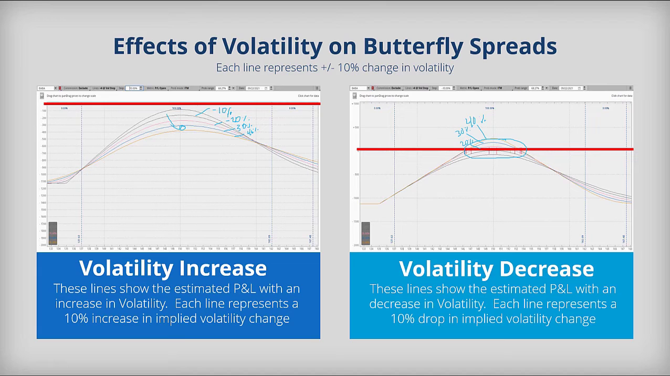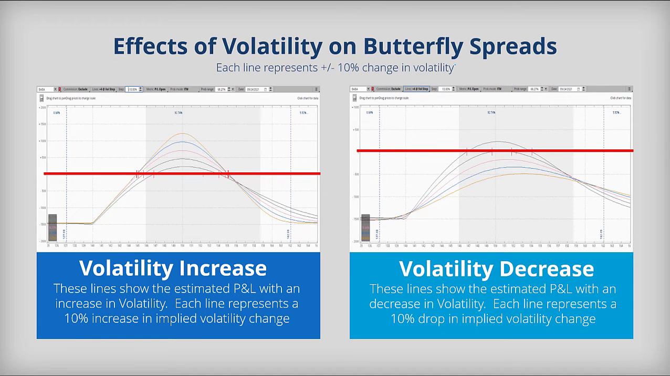Let's take a look at the same effect of volatility on horizontal spreads. Sorry, I should say horizontal spreads. All right.